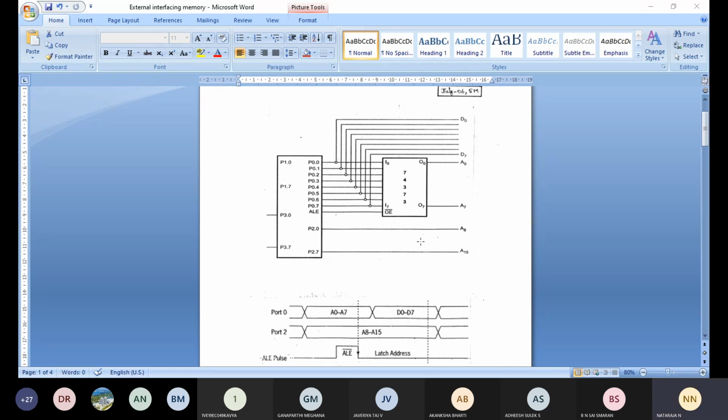Next we'll discuss about schematic interface external ROM and RAM for 8051.